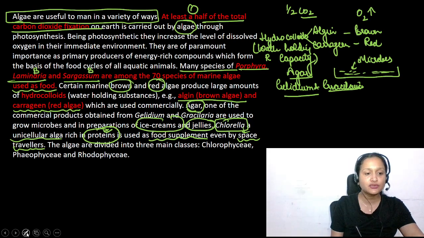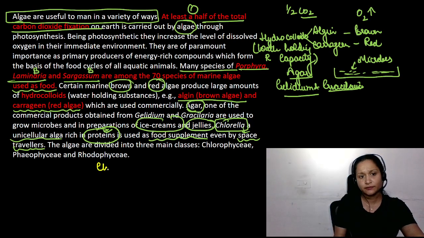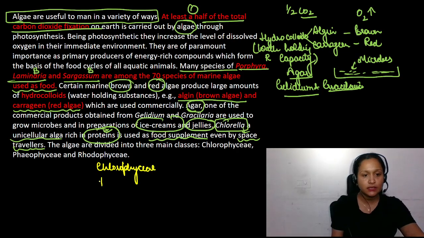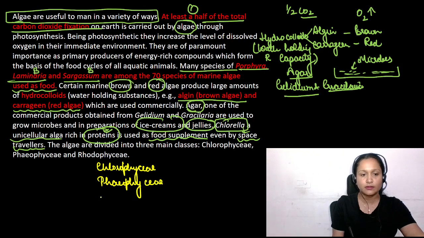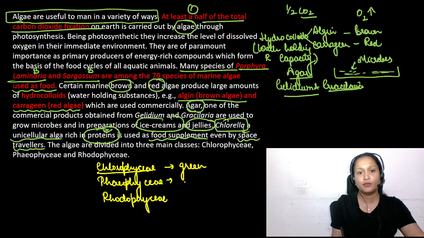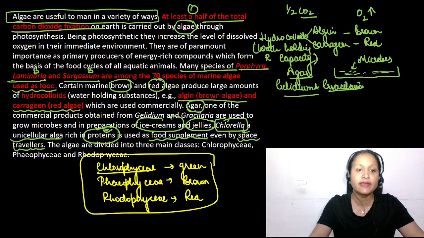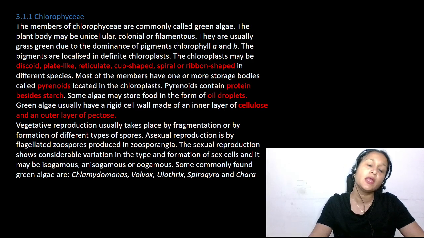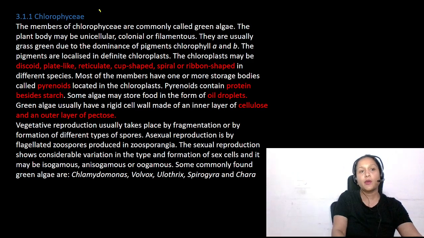Now the main three classes over here are chlorophyce, rhodophyce and phaeophyce. Chloro means green algae, chlorophyce. Pheo means brown algae and rhodo means red algae. Okay, so these are your algae: chlorophyce, phaeophyce and rhodophyce. Let's see one by one. So number one, chlorophyce, which are commonly called green algae.